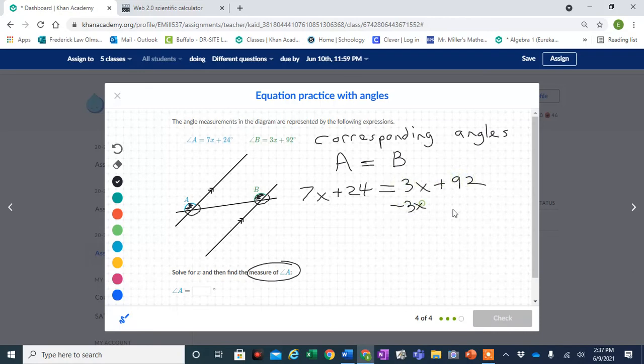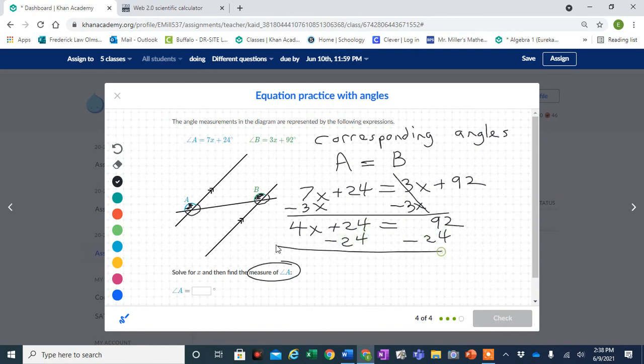I would again get rid of my 3x, the smaller one, and move it over. So 7x minus 3x is 4x. 4x plus 24 then equals 92. Those cancel. Get rid of the 24 by subtracting 24 from both sides. So 4x is equal to 92 minus 24, which is 68. We then have to divide both sides by 4. So if we do 68 divided by 4, we find out that x is equal to 17.